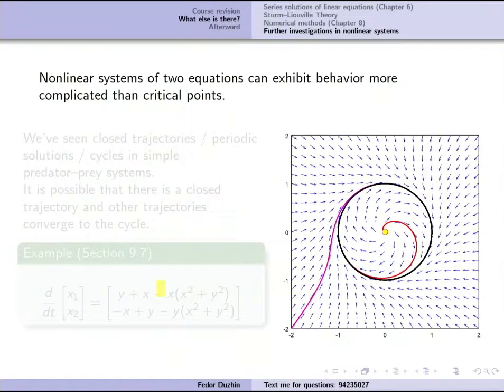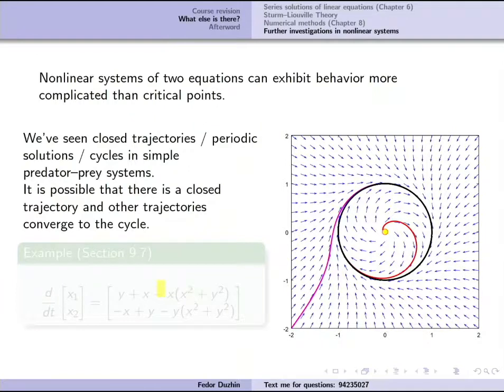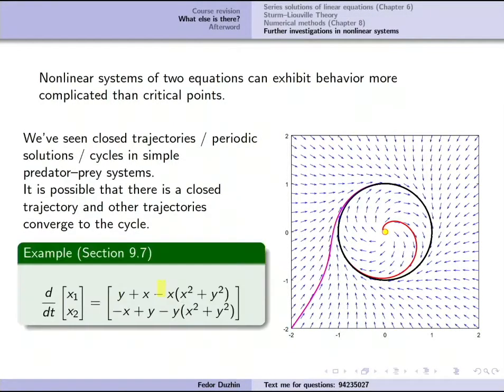Well, then nonlinear systems sometimes exhibit behavior more complicated than just critical points. One of them is a closed trajectory, so that other trajectories just approach it or go away from it. So approach it either as t goes to plus infinity or to minus infinity. And this is called a limit cycle, and limit cycles are explained in section 9.7. So again, if you can prove that your model in your project has a limit cycle, if you can prove it rigorously mathematically, then you can get some extra scores.